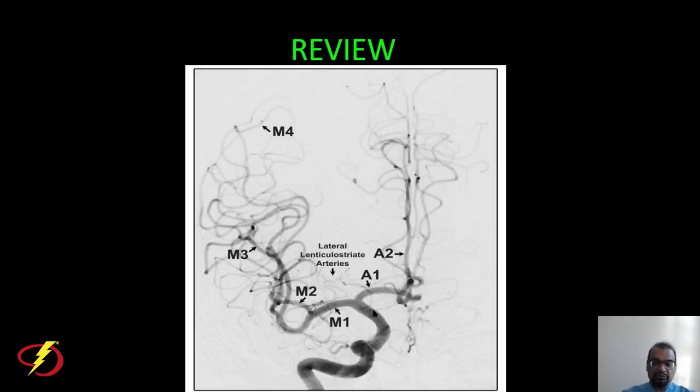Here's an angiogram showing the carotid terminus. Here's the A1 segment, A2 segment. Here's the M1 segment, superior and inferior division. As these vessels ascend up, these are M2 segments. As they descend down, they're M3 segments. As they go out to the cortex, these are M4 segments.